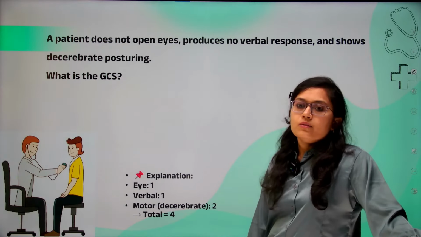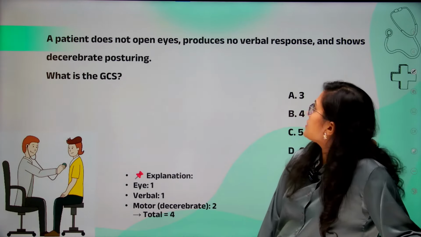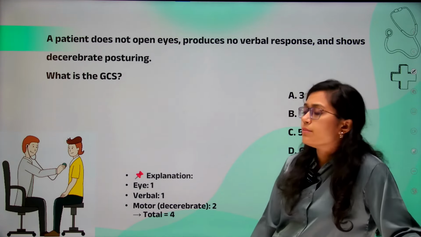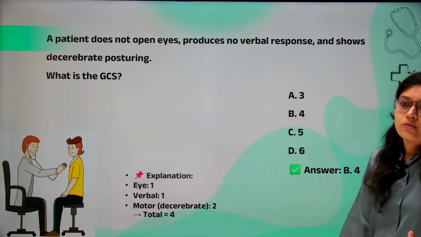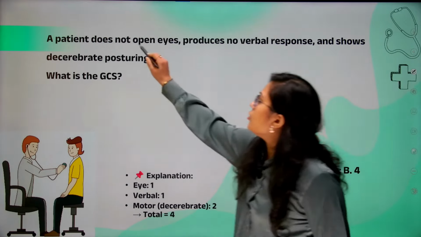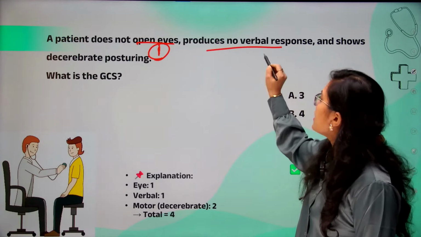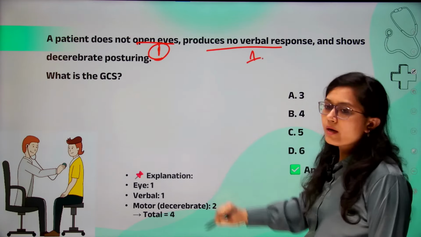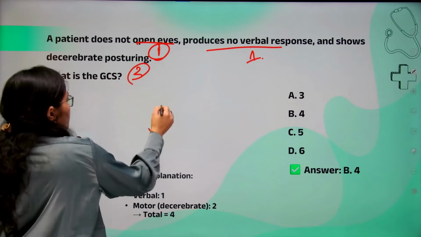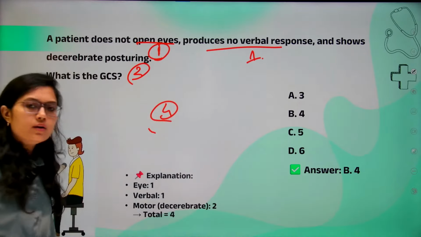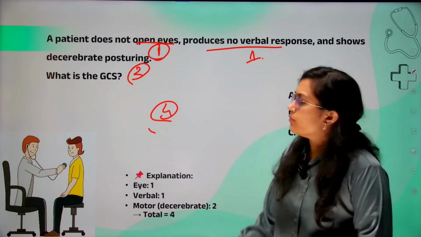Okay. Now the next is, the patient does not open eyes, produces no verbal response, and has decerebrate posturing. That is grade 4, because does not open eyes, that is no response, is grade 1. No verbal response is also grade 1. And decerebrate posturing is grade 2. Fine. So the total score is 4. That is also a severe brain injury. You can correlate like this.